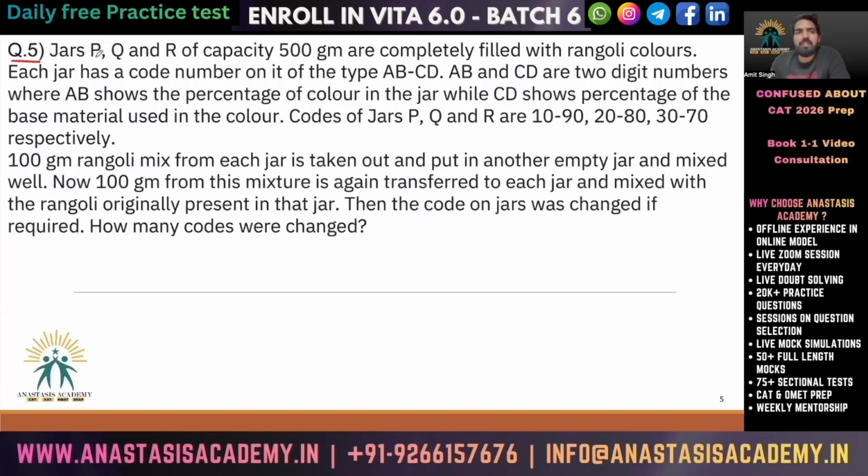Let's look at this question now. Jars P, Q and R of capacity 500 grams are completely filled with Rangoli colors. Each jar has a code number on it of the type ABCD, where AB and CD are two-digit numbers, where AB shows the percentage of color in the jar, while CD shows the percentage of base material used in the color. Codes of jars P, Q, R are 1090, 2080, 3070.